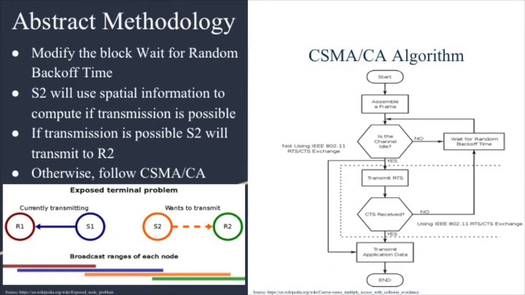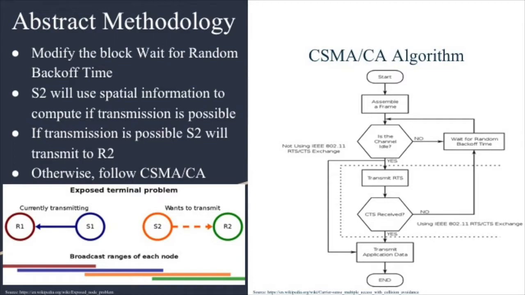Again, as a recap, this was the slide that we showed in our previous presentation, but it's been modified to be the big picture, high-level, abstract methodology. On the slide, you'll see a CSMA-CA algorithm that runs through the high-level steps of exactly what CSMA-CA is doing, and then again, the figure of the exposed node problem reiterated.